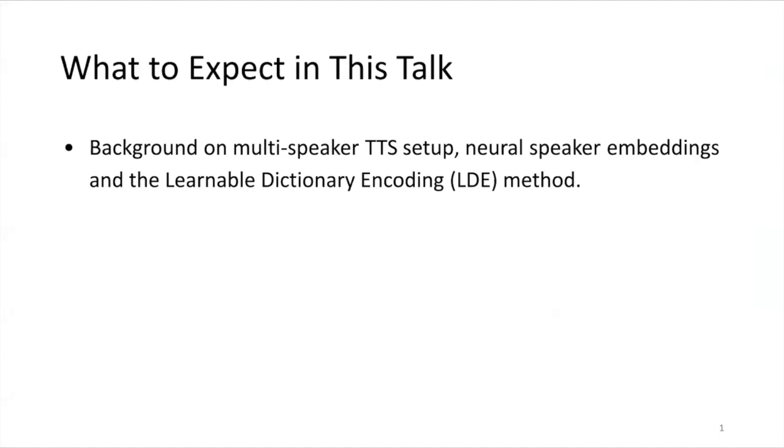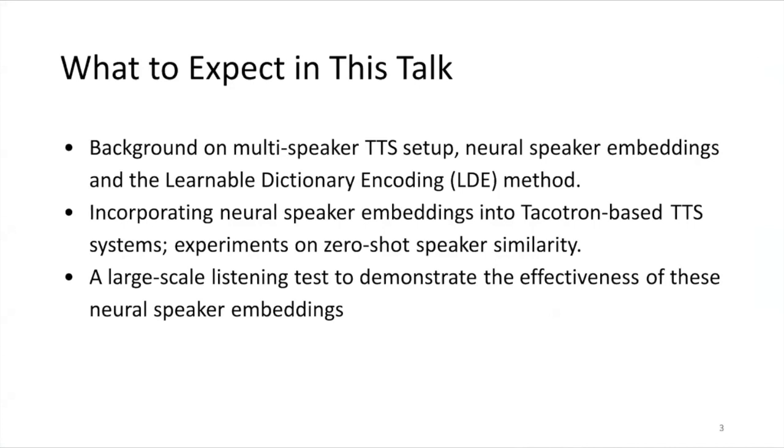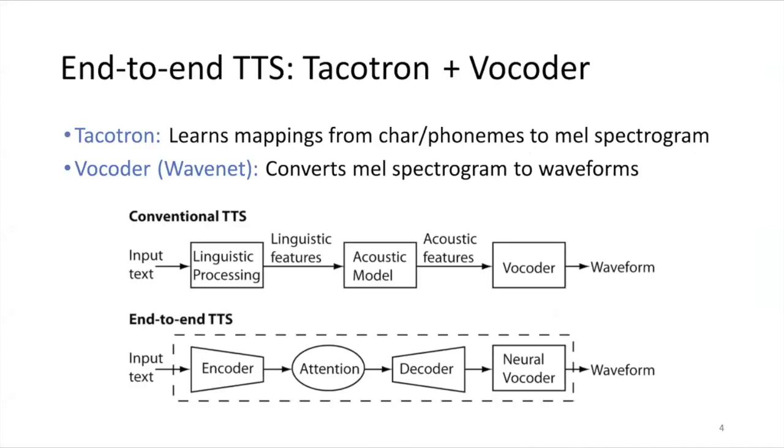First, we'll show some background on multi-speaker TTS and neural speaker embeddings, such as the learnable dictionary encoding method. Then we'll show how we can incorporate speaker embeddings into tacotron-based TTS, as well as experiments on zero-shot speaker similarity. And we'll also show some results of a large-scale listening test to demonstrate the effectiveness of this approach for modeling unseen speakers.